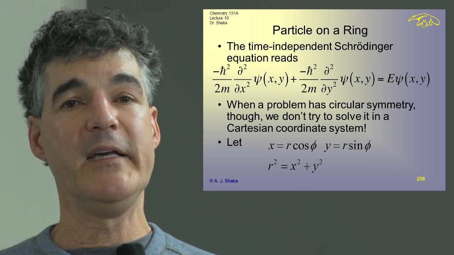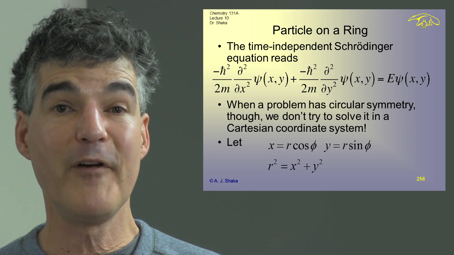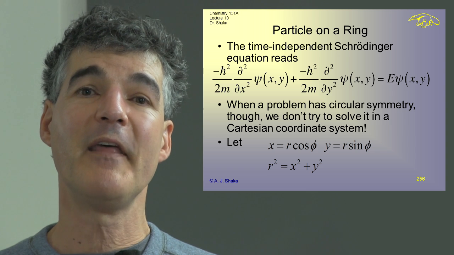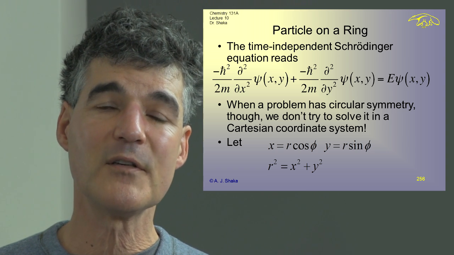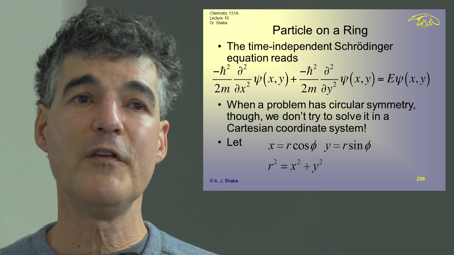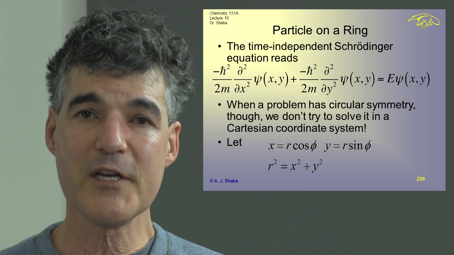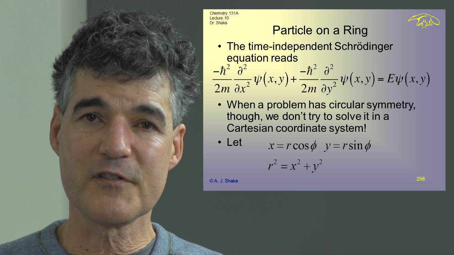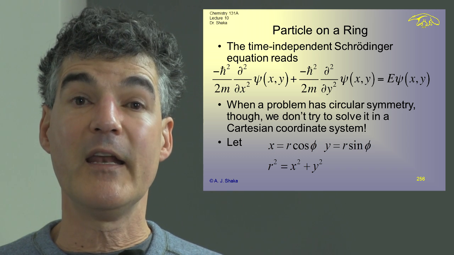And the problem is, x and y in this problem are very, very awkward variables. And that's because r is the square root of x squared plus y squared and so on and so forth. And if you just try to bully your way through this equation using Cartesian coordinates, which are set up for square problems, you'll never get anywhere.